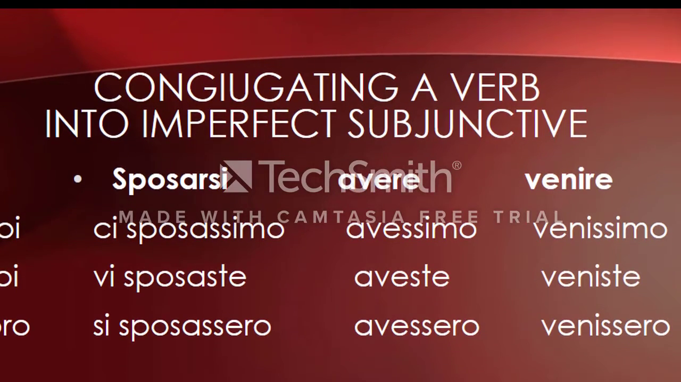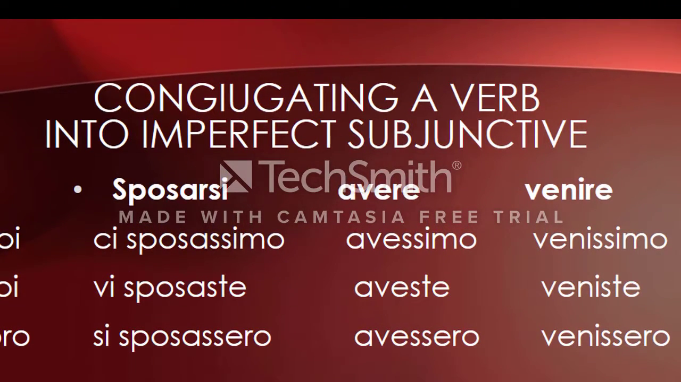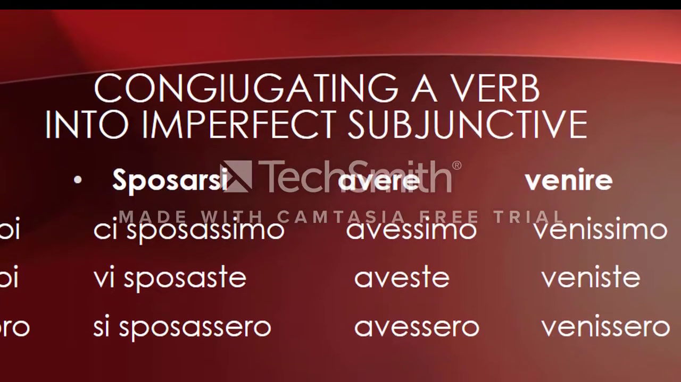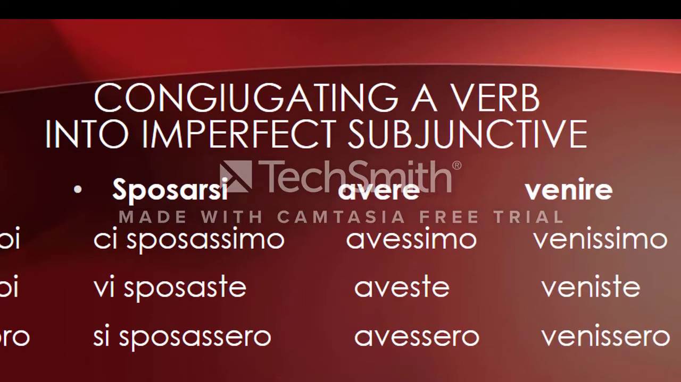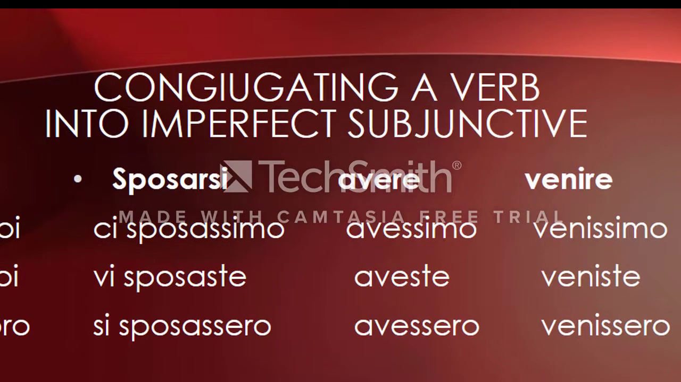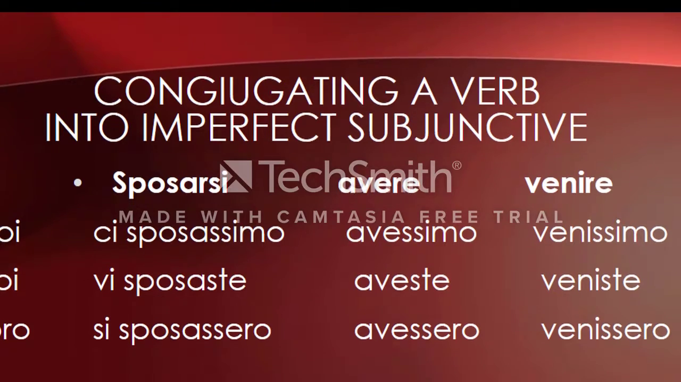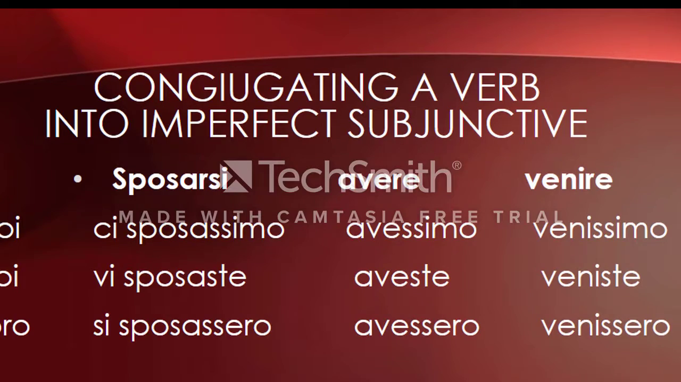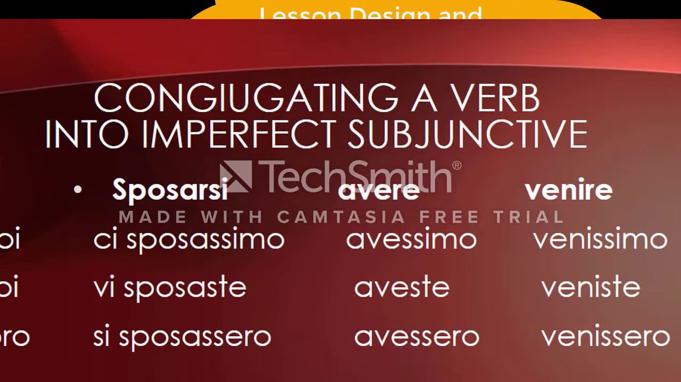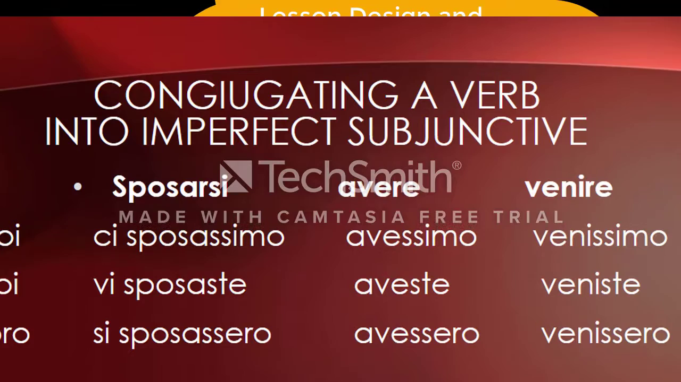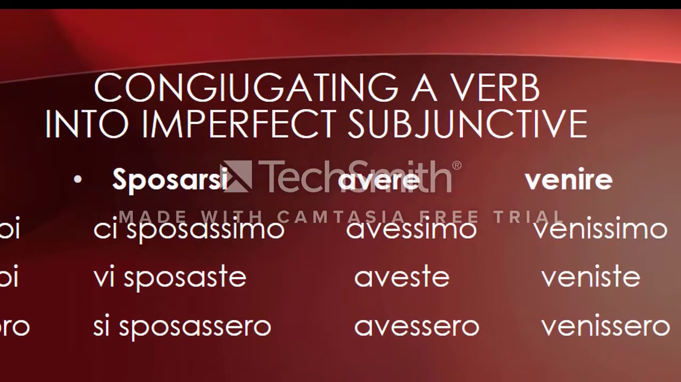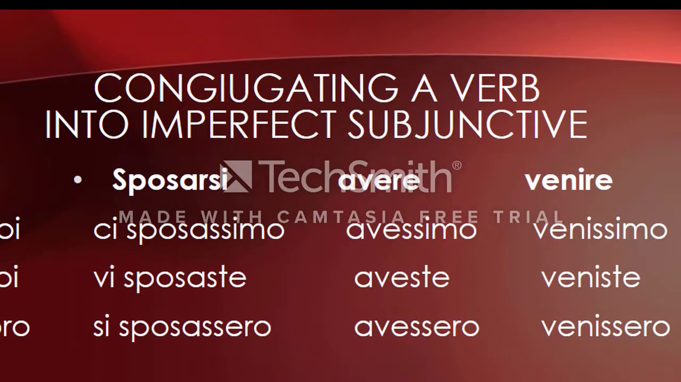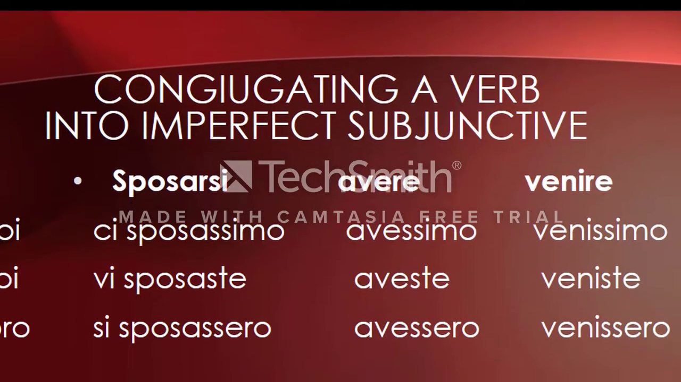Then we have the plural persons. We have we, you plural, and they. So, che noi ci sposassimo, che voi vi sposaste, che loro si sposassero. And of course, remember that the first verb, sposarsi, has a reflexive attached to it. So that's why you have to use the reflexive that is in accordance with the subject in front of the conjugated verb.